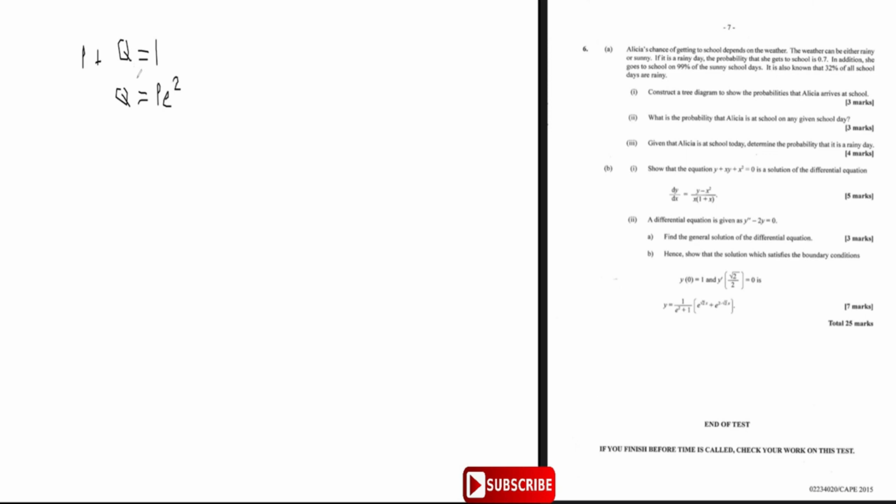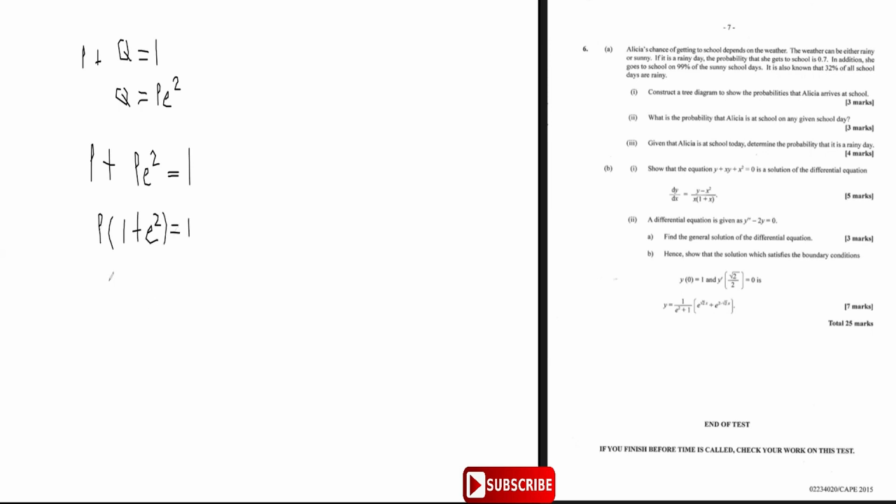All right, so all you need to do is, since you have Q right here, you can substitute. Let's substitute Q as PE square in the first equation, so you're going to get P plus PE square is equal to 1. How can I solve for P now? Since both of these have P, I'll factor out P, and I'll get P times 1 plus E square, that's equal to 1.